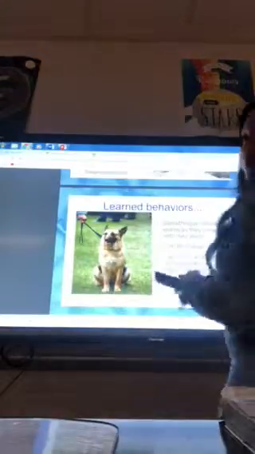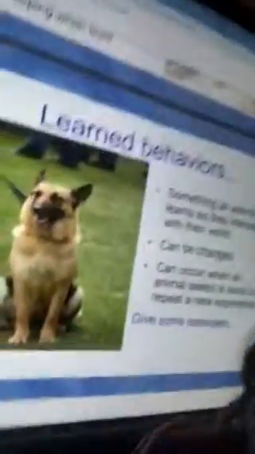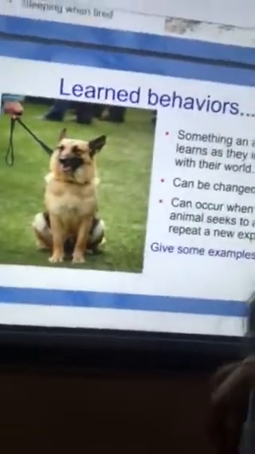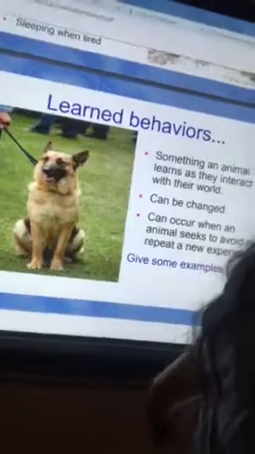Now we're going to take a quick look at what learned behaviors are, some examples of learned behaviors. If my remote would work, that would be awesome. Okay, so I'm just going to move a little closer so that you guys can see. Learned behaviors we have, okay, bear with me, I'm my own camera person.